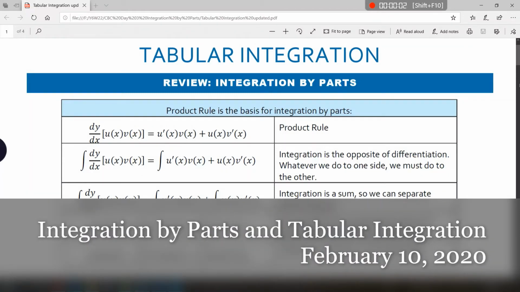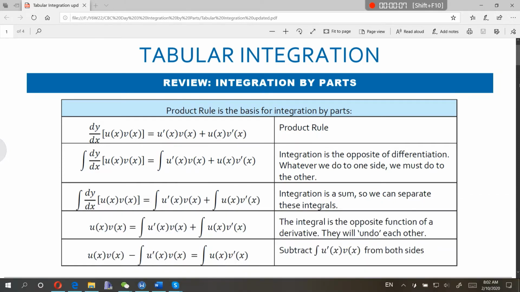Alright, so we've got new stuff on tabular integration today. I'm going to quickly review integration by parts. Integration by parts we get from the product rule.